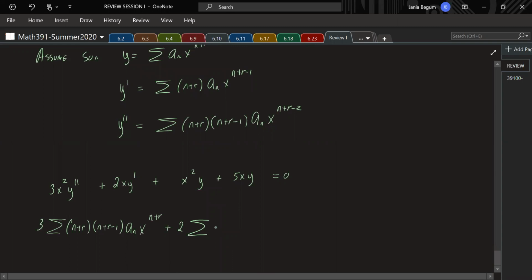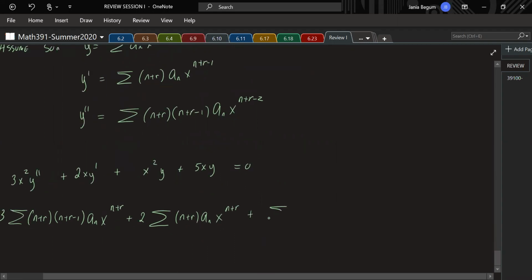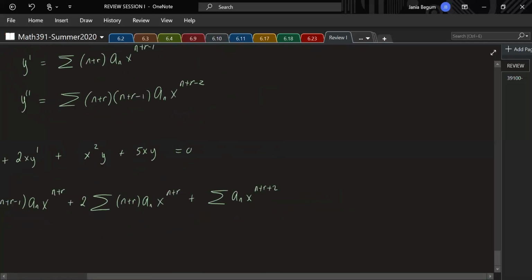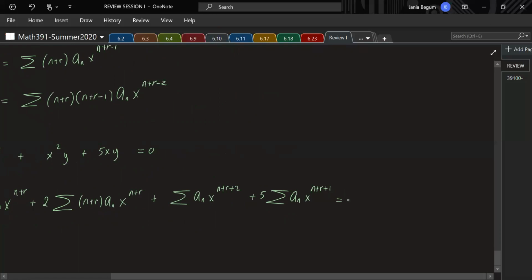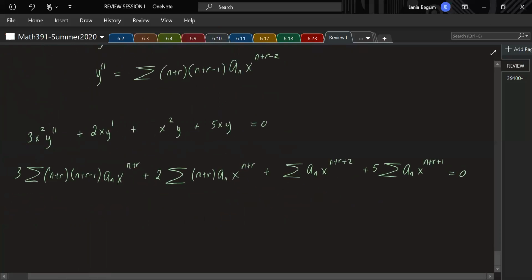So we have 2 times (n+r) a_n x^(n+r), because minus 1 and x will cancel out. And in the last 2 terms, we have the sum of a_n x^(n+r+2). And then the last one, we will have 5 times the sum of a_n x^(n+r+1), all of it equal to 0. Let me know if you have any questions so far.